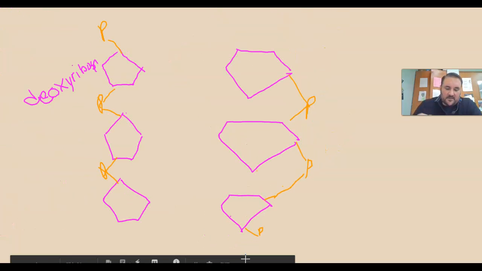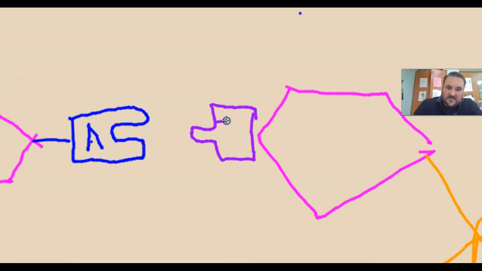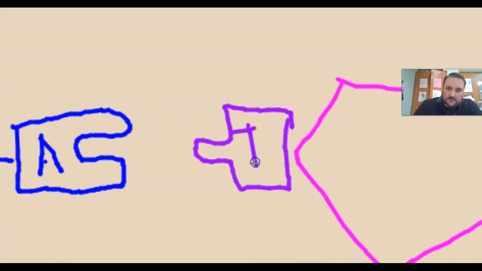So there's my backbone, and bear with me because I'm not a super great artist, but inside here there will be a piece. Each piece is made to fit together with just the exact match. If this is an A, then over here, that's a T, because A is meant to fit to T.